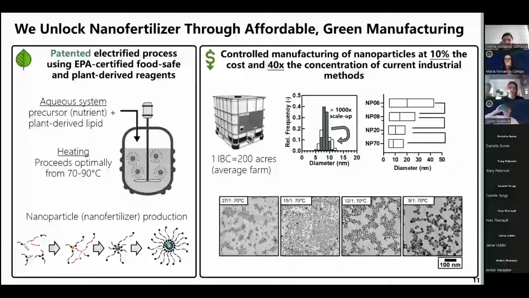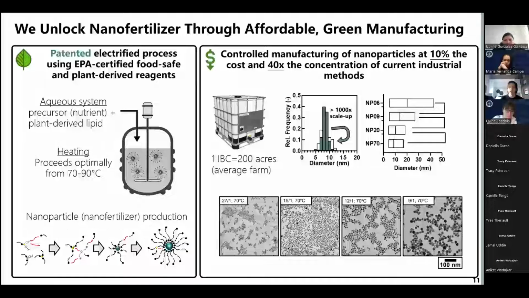So what we've done is we tried to improve the manufacturing of nanomaterials by developing a new, greener process. It's a pretty simple process. It's an aqueous process. You usually take a nutrient, which will often be a mineral form of a metal, let's say iron. You can mix it with a plant-derived compound. The idea here is that if you use plant-derived compounds, the whole process is greener. There's less concern about what goes on the food. You heat it, and you get nanoparticle formation via this process where you form a lipid bilayer, and that helps with nanoparticle formation.